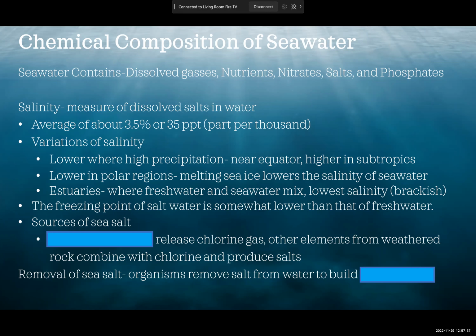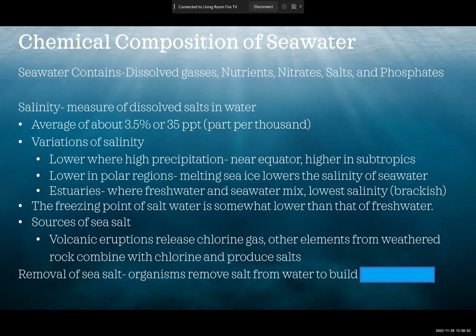All right. So where do we get sea salt? What's the first one? What do you think, Yusuf? From the ocean? What in the ocean is going to cause what's coming from rocks? Do you know what that one is? This one's a little tricky. This one is volcanic eruptions. Under the ocean and above it, they are going to release chlorine gas and other elements from the rock. Other elements are going to combine with chlorine and produce salt.